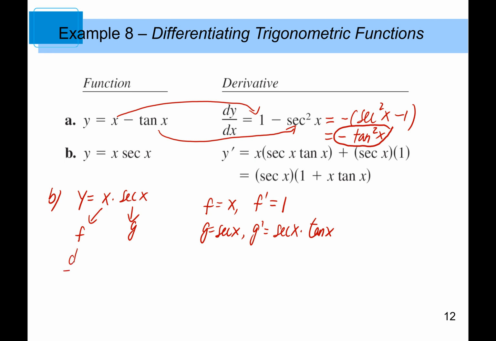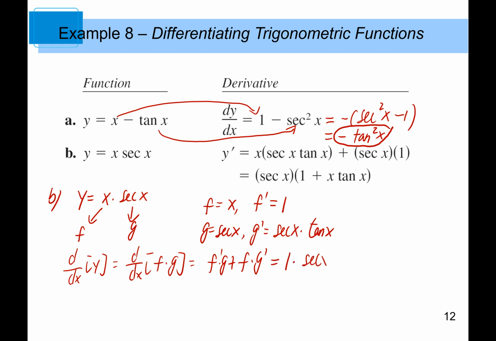So this is d over dx of f times g, which is basically f prime g plus f times g prime. F prime is 1 times g, secant x, plus f, which is x, times g prime, which is secant x times tangent x. Okay.